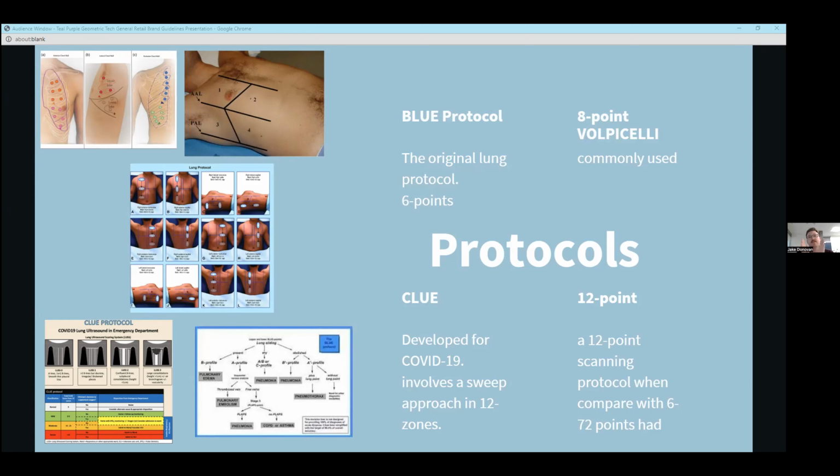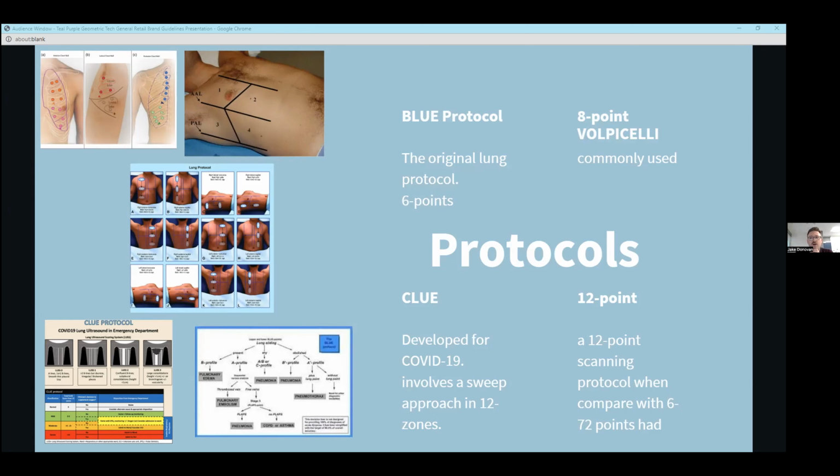Next one I'll talk about is the 8-point Volpicelli one, which is a more common one that you come across in the literature. You can see the diagram for it in the top right image of the screen there. So 4 scanning points per side of the chest. And it's one that comes up a lot in the literature as just a general approach to lung ultrasound. Unlike the BLUE protocol, it doesn't go into specifically grouping artifacts together, but rather just gives you an approach to how you should start scanning. And then you interpret the findings based on your own clinical judgment.